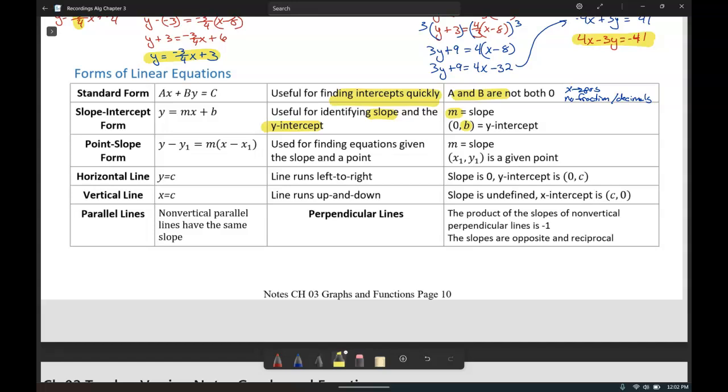Slope-intercept form is useful for finding slope and y-intercept because those are the values m and b, respectively. Point-slope is useful for finding equations when we're given a point and a slope, or 2 points that we can use to find the slope.